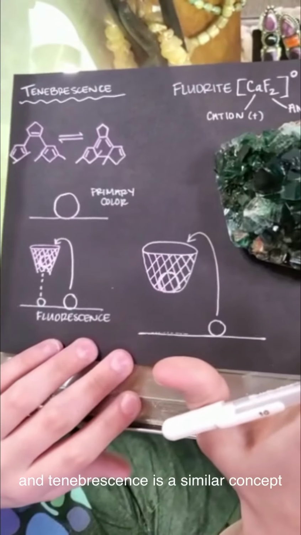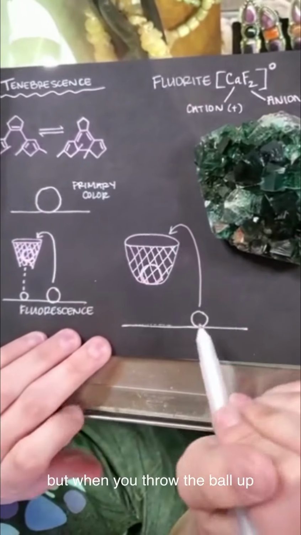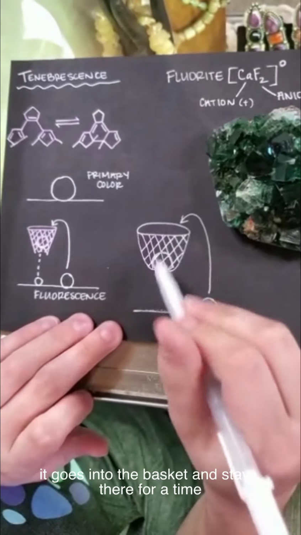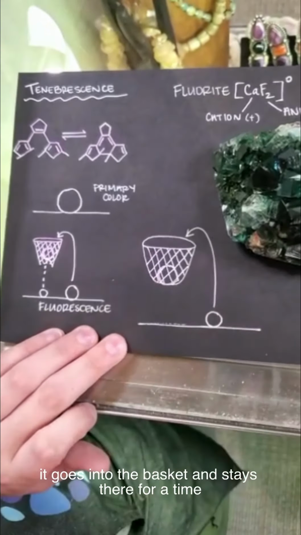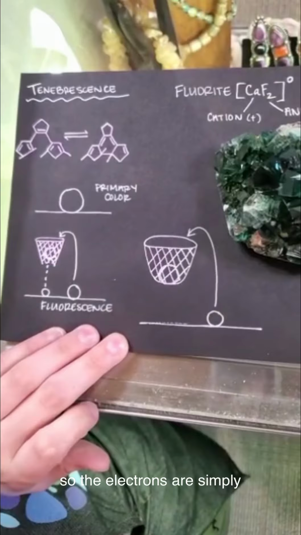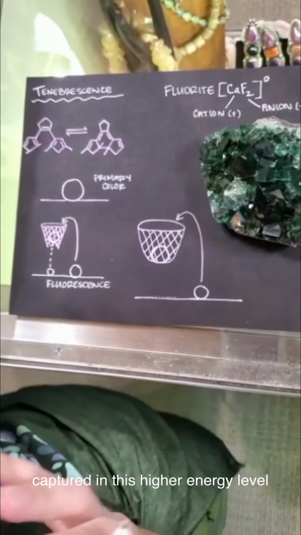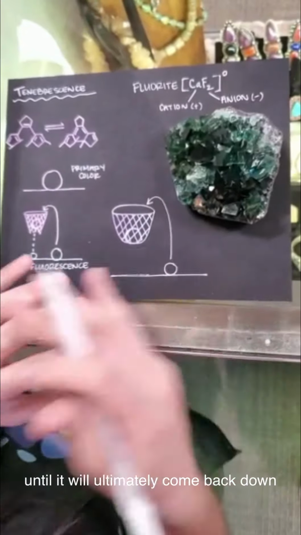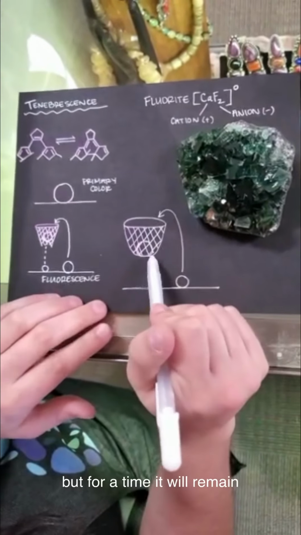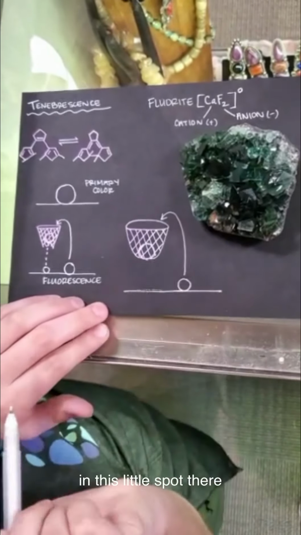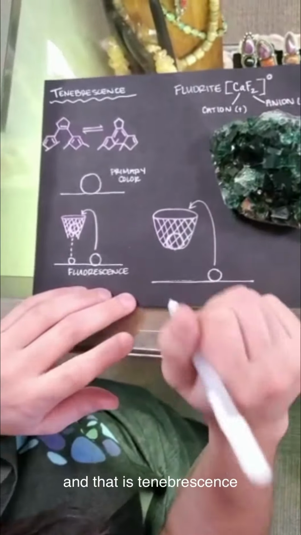And tenebrescence is a similar concept, but when you throw the ball up, it goes into the basket and stays there for a time. So the electrons are simply captured in this higher energy level where it remains until it will ultimately come back down, but for a time it will remain in this little spot there. And that is tenebrescence.